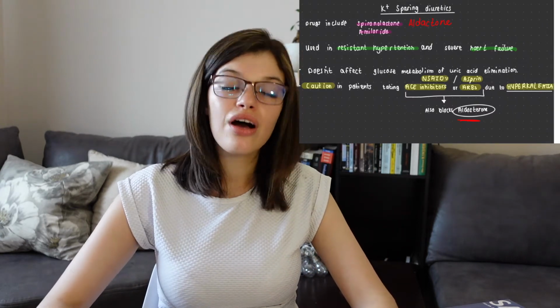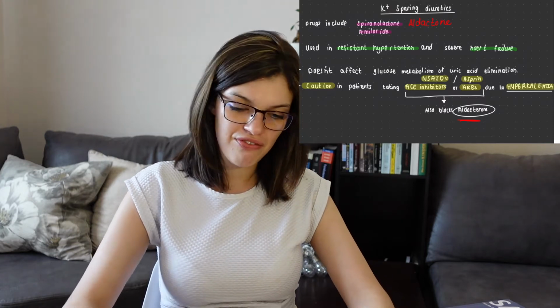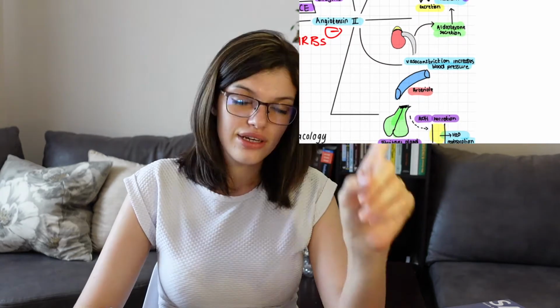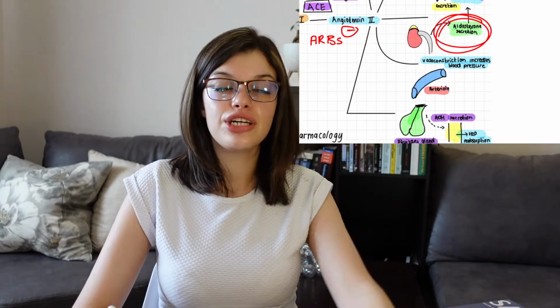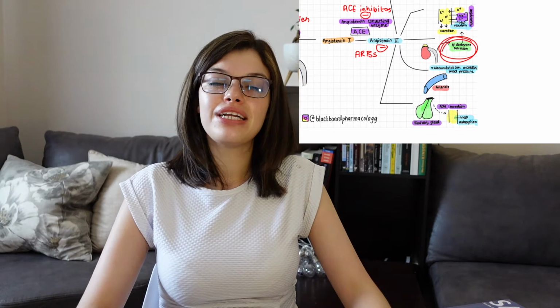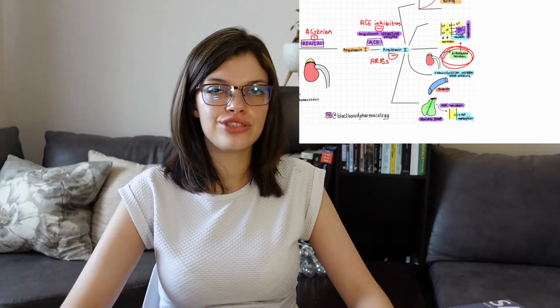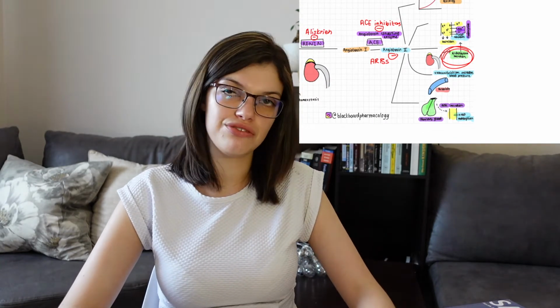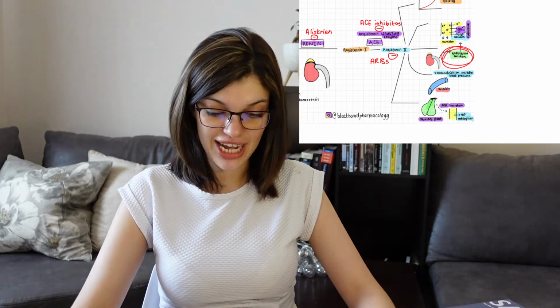They also block aldosterone. If you can remember that figure that we talked about earlier, I can quickly show you. These drugs are going to inhibit aldosterone, and the potassium sparing diuretics are also going to inhibit aldosterone, so you're going to get the same effect from two different drugs. That's why it is an interaction.